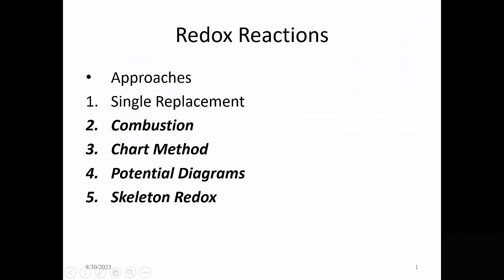So if we have no metathesis, no acid-base, then I start looking for redox. And so let's take a look at redox, the different approaches in redox. One approach is a single replacement. The single replacement redox reactions follow this form: A plus BC yields AC plus B.